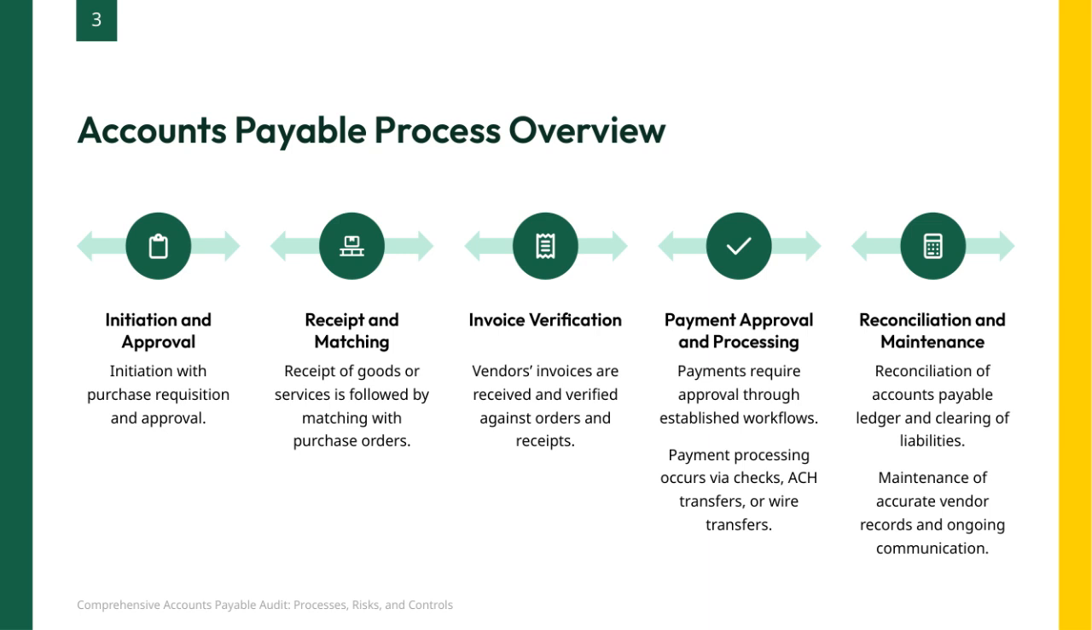Once verified, the payments need to be approved through established workflows, ensuring proper authorization. Payments can then be processed via checks, ACH transfers, or wire transfers. Finally, we reconcile the accounts payable ledger to clear any outstanding liabilities, while also maintaining accurate vendor records and sustaining ongoing communication. This thorough process helps maintain financial accuracy and healthy vendor relationships.